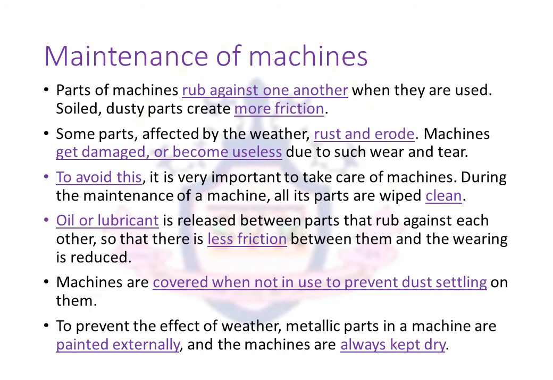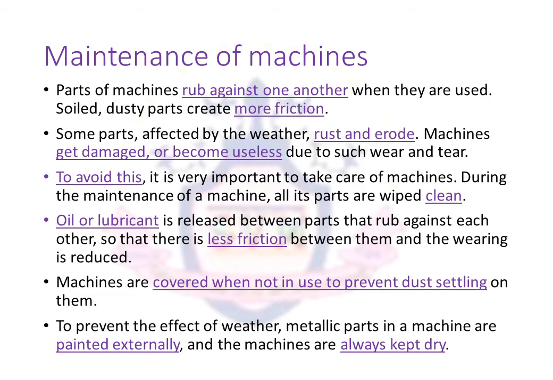Now to avoid this, we will have to take a lot of care of the machines. Since it's important, we'll maintain the machines very well. First, we'll wipe all the parts clean. Next, oiling and lubrication of the parts of the machines should be done so that the friction is less and the wearing is reduced. Next, the machines can be covered when they are not in use. This prevents the dust from settling on them.